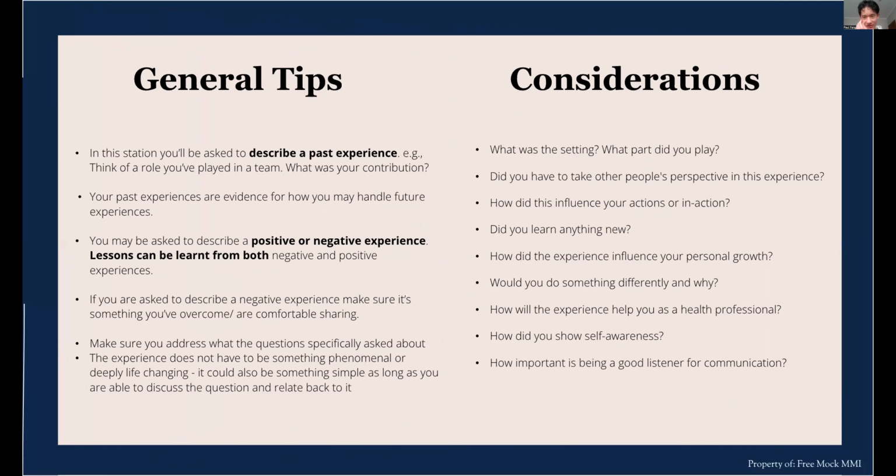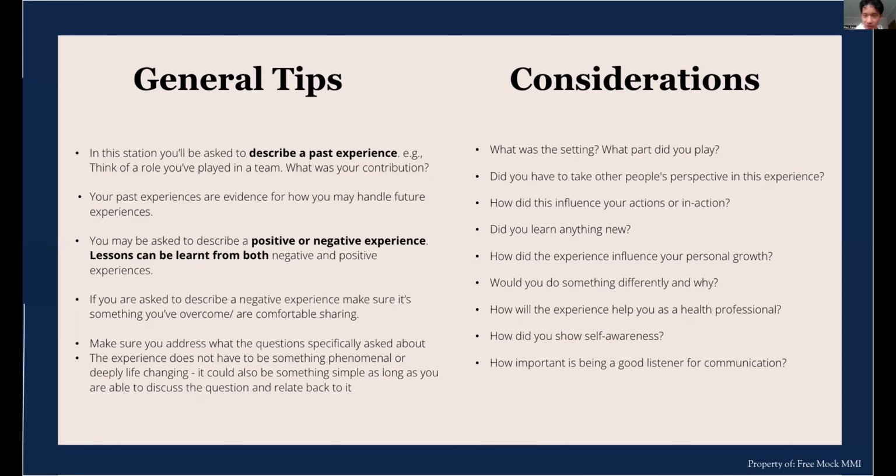So, yeah, this station is pretty much what it sounds like. You're going to be asked to describe something that's happened to you in the past. That could be something along the lines of: think of a time you played a role in a team and what was your contribution. Through your past experiences, you really want to be able to reflect on the way that you acted and demonstrate your personal qualities and show those attributes that Osage showed at the beginning.